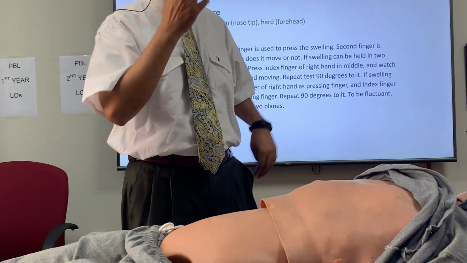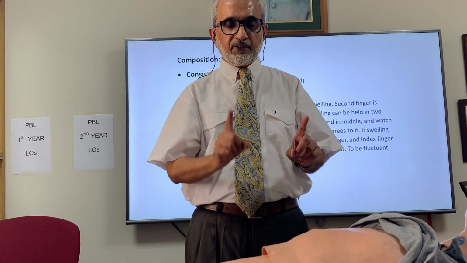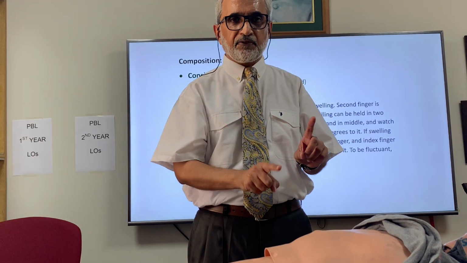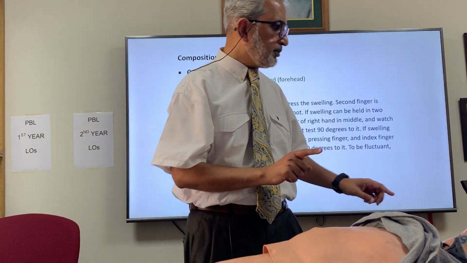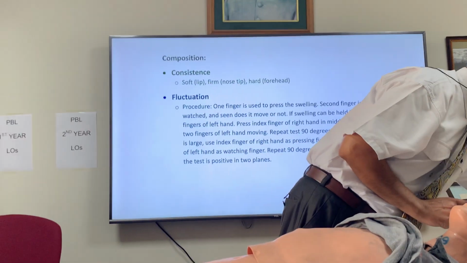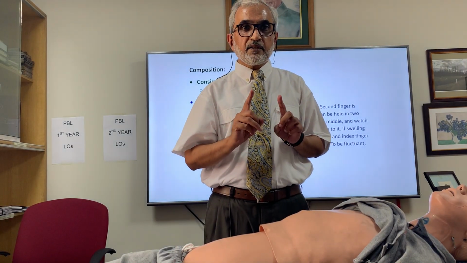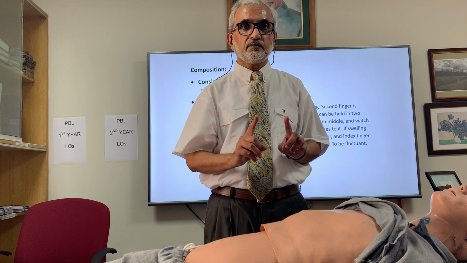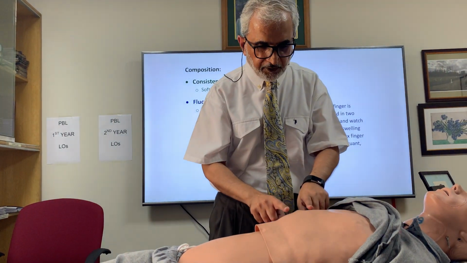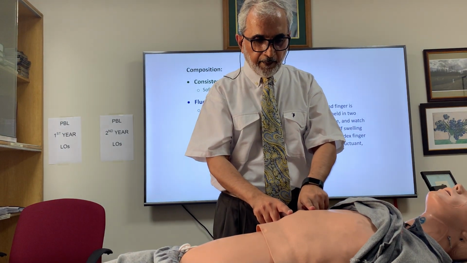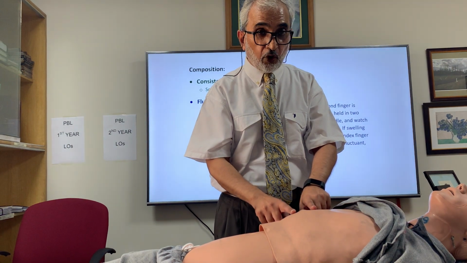Now in order to do fluctuation, this is my right index finger. This is my left index finger. The right index finger is the pressing finger and the left index finger is the finger to be watched. Okay? Now you see, I am placing two fingers over here. I am going to press with the pressing finger. I am not going to press with the left finger, simply watch it. See.